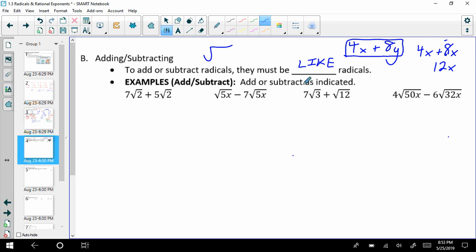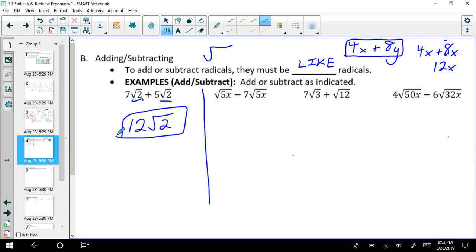So add or subtract is indicated. I have 7 square root 2's plus 5 square root 2's. Since they're like terms, they're both sets of square root 2's, I can add them. 7 of them plus 5 of them, I'd have 12 of them. And there would be my answer. We'd want to check to see if this can be simplified, but there are no perfect squares in 2 besides 1.